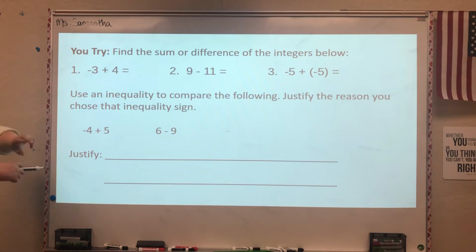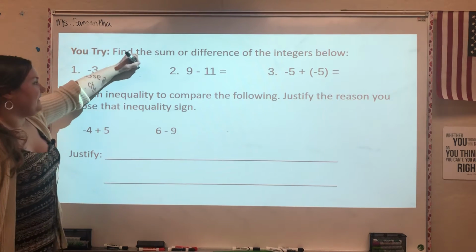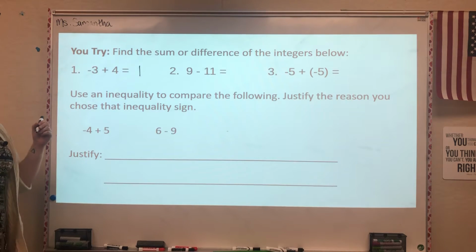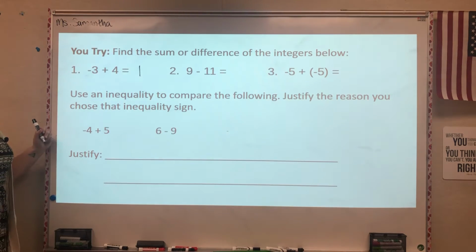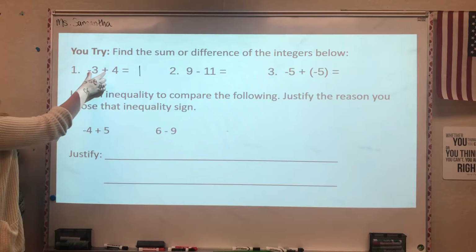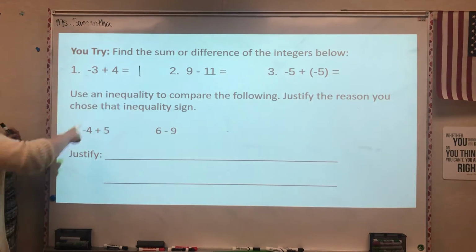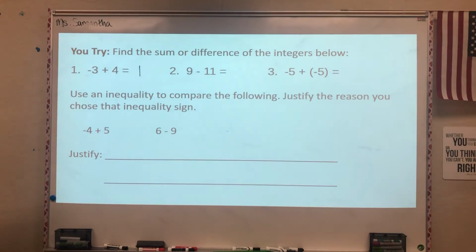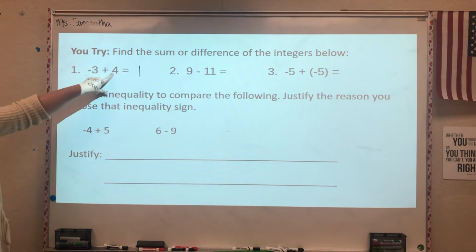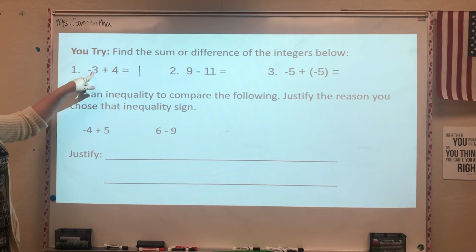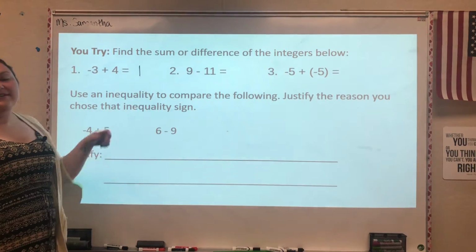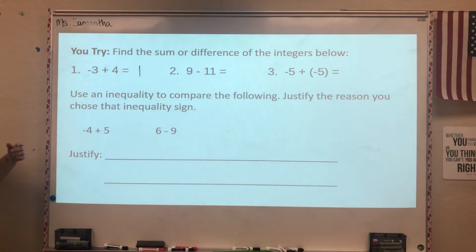All right, for number 1, -3 plus 4 would be 1. You can think about it on a number line. You can think of it with the rules and say, different signs means I'm subtracting and I'm keeping the sign of the larger number. Some people like to change these into money problems. If I owe you $3 and I have $4, I would pay you back and then I would have $1 left. Lots of different ways you can do these.